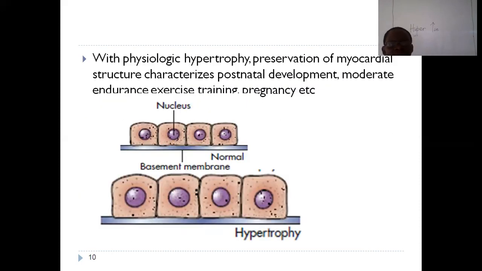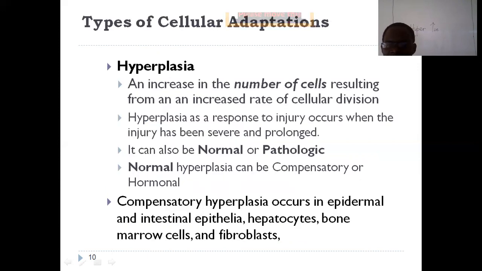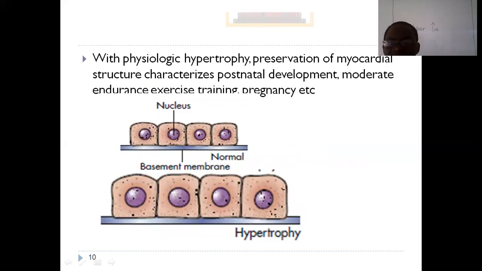On the other hand, physiologic hypertrophy occurs, for example, during postnatal development, and during training, when sports people are trained, their heart muscle can hypertrophy, or even during pregnancy, where the cells of the uterus increase in size to accommodate the growing baby. And as you can see, you have the normal and then you have the hypertrophy. With hypertrophy, you can see there is basically an increase in cell size.